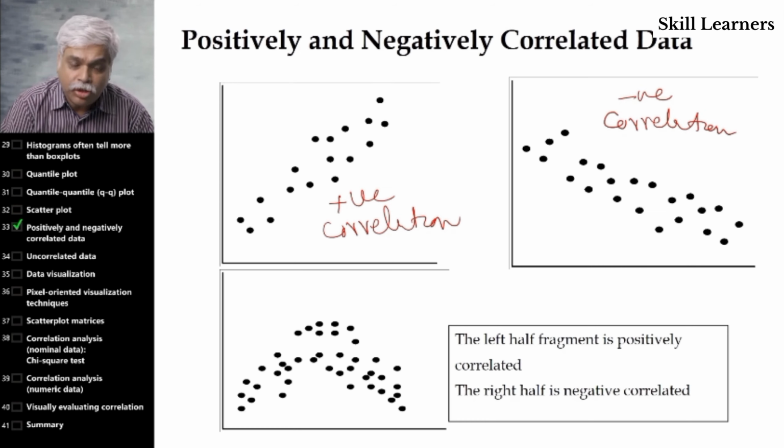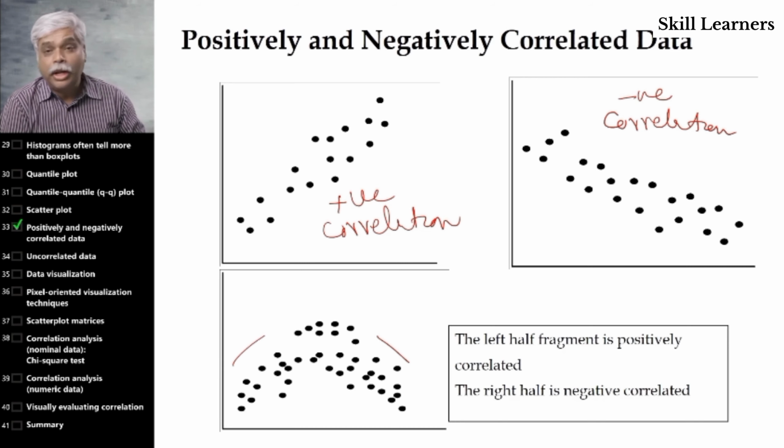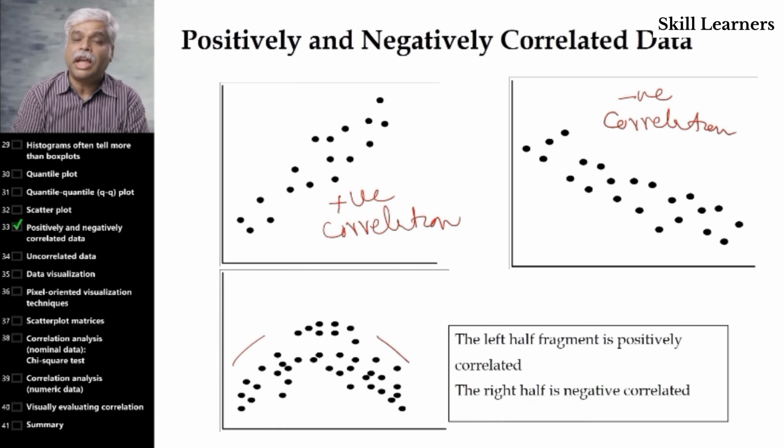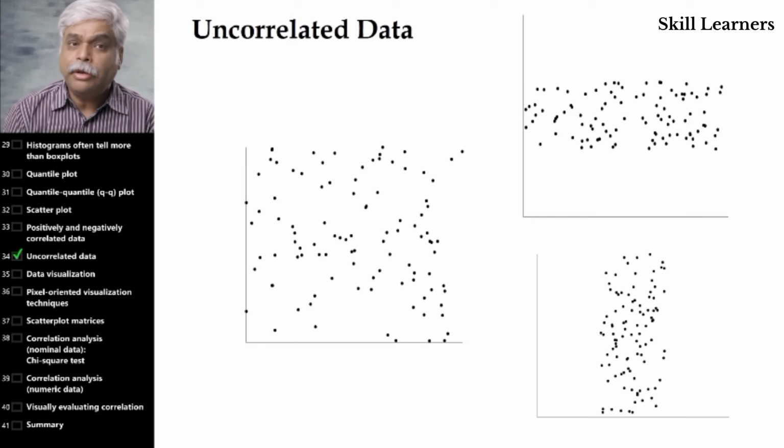The bottom picture is interesting because it shows negative correlation on the right side and positive correlation on the left side. And together, this might end up showing that there is no correlation. Not indicating that there's no relationship, but indicating that multiple relationships are present in the same scatter plot. Data could be uncorrelated, no pattern whatsoever.